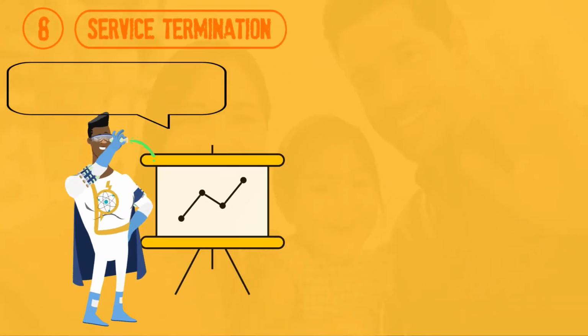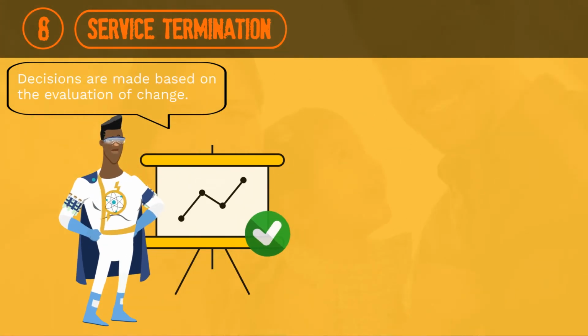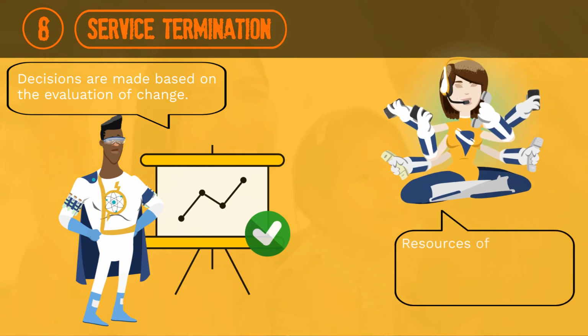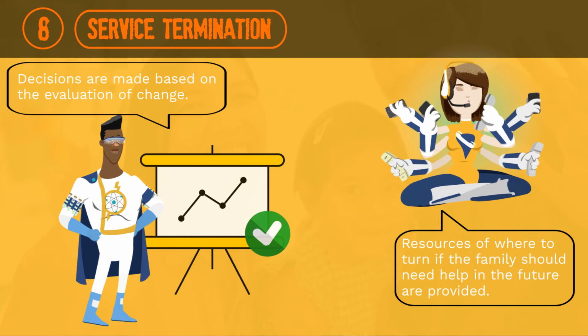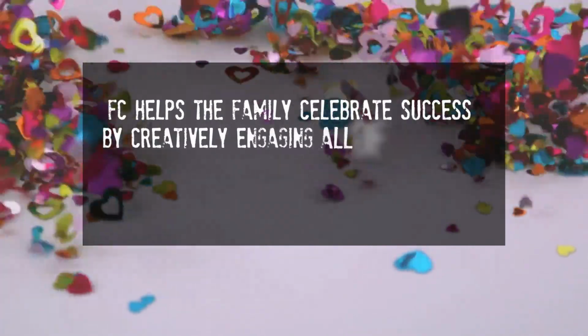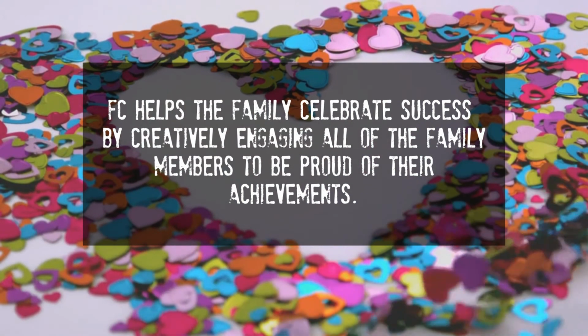Service termination. Decisions are made based on the evaluation of change. Resources of where to turn to if the family should need help in the future are provided. The Family Connections worker helps the family celebrate success by creatively engaging all family members to be proud of their achievements.